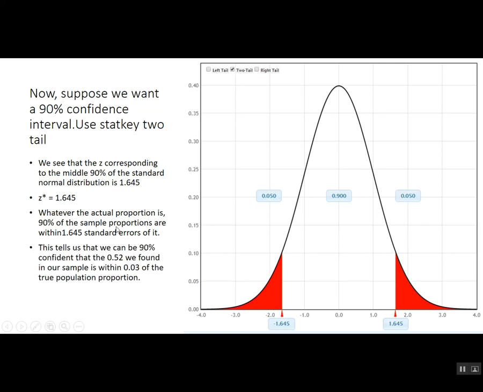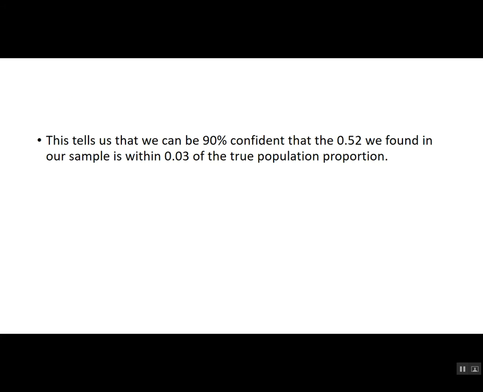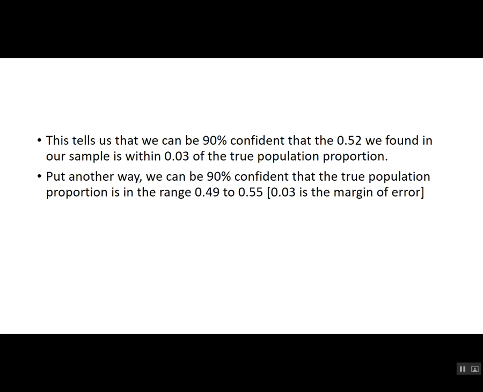This tells us that we can be 90% confident that the 0.52 we found in our sample is within 0.03 of the true population proportion. Why 0.03? Well, that's our 1.645 times our standard error, rounded to 2 decimal places. So we can be 90% confident that the true population proportion is between 0.49 and 0.55. And that 0.03 is called the margin of error.